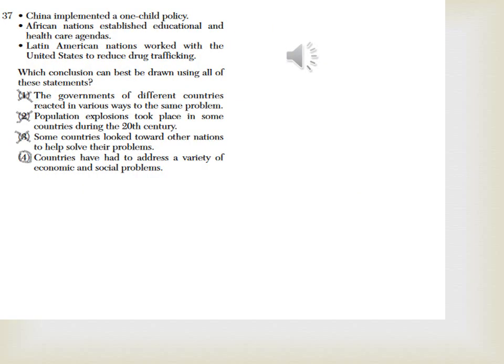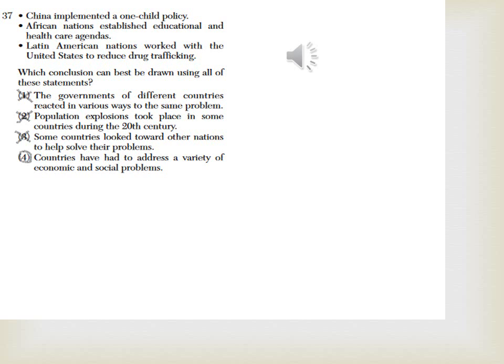Question number 37. China implemented a one-child policy. African nations established educational and healthcare agendas. Latin American nations worked with the United States to reduce drug trafficking. So which conclusion can be drawn using all of these statements? Is it one, governments of different countries reacted in various ways to the same problem? Is it two, population explosion took place in some countries during the 20th century? Is it three, some countries looked towards other nations to help solve their problems? Or is it four, countries had to address a variety of economic and social problems?